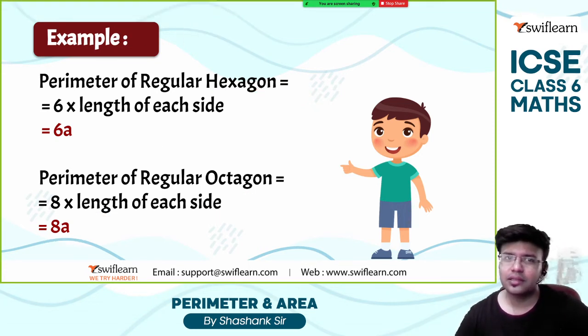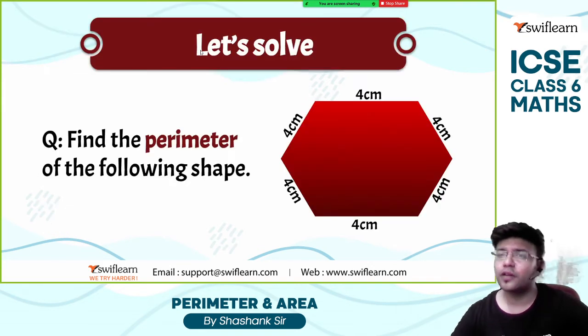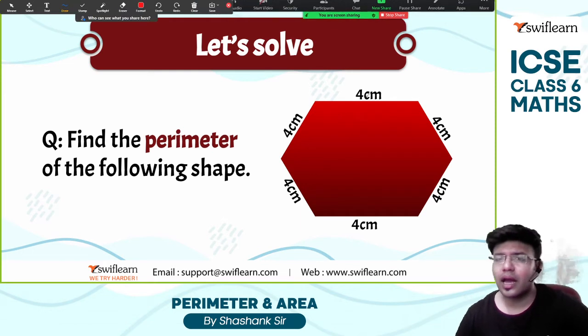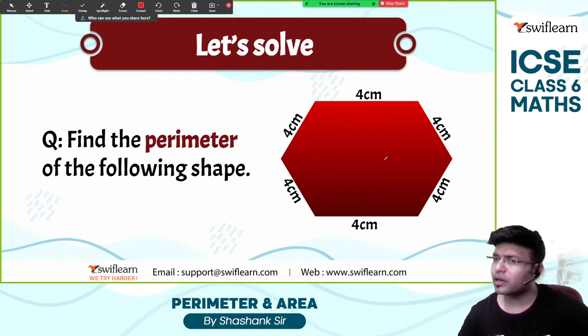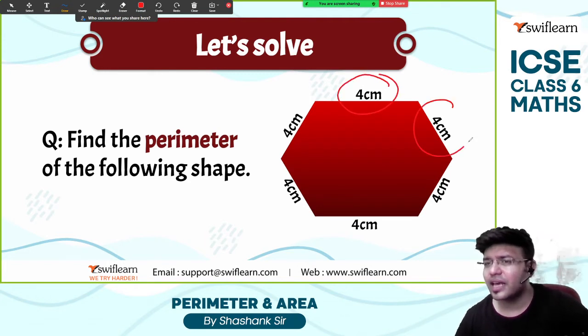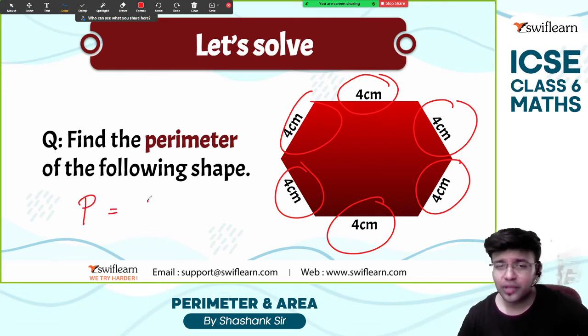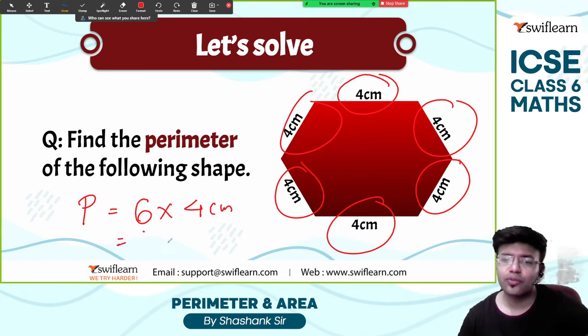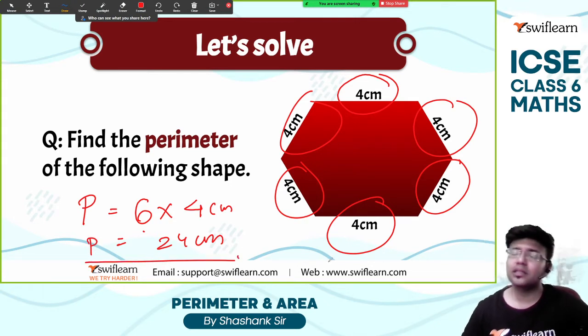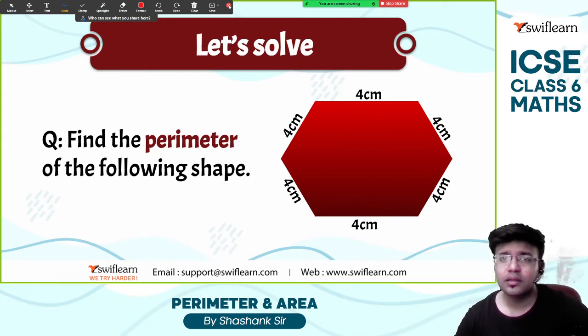Now, based on what we have learned, let's solve a problem. Find the perimeter of the following shape. Add all the sides, you get the perimeter. Now see here, this is a hexagon, it has 6 sides, each side is the same, so it is a regular hexagon. So the perimeter of this hexagon is the number of sides, which is 6, times the length of each side. 6 fours are 24 centimeters. Perimeter of this hexagon is 24 centimeters.